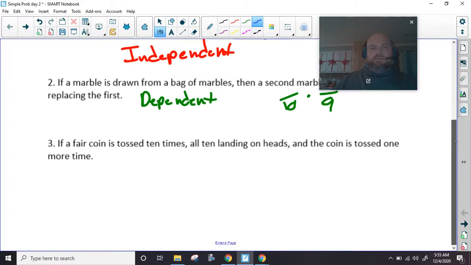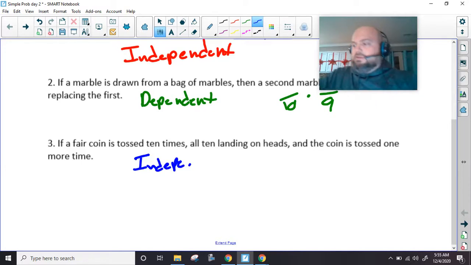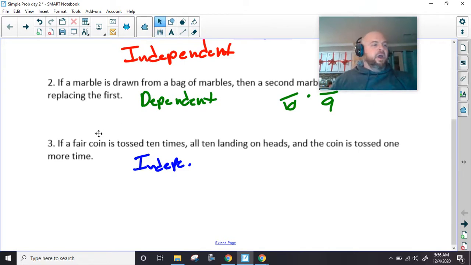In a fair coin toss 10 times, all 10 landing on heads, and the coin is tossed one more time. These are independent events. It's not like it's going to sit there and do something else for us.